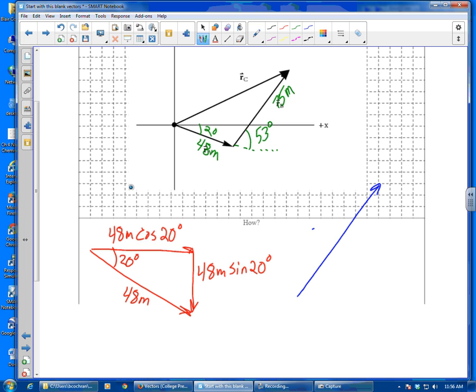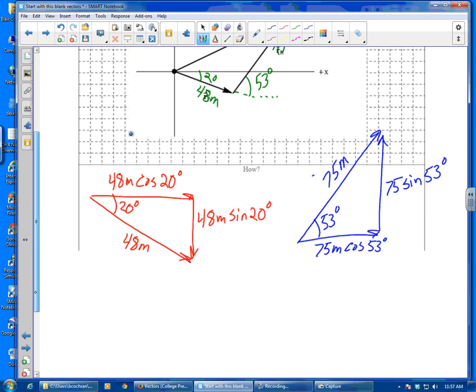I'm going to draw r sub b. I'm going to draw its components. They tell me this is 75 meters long. This is 53 degrees. So I look and say, oh, the adjacent side there is 75 meters cosine 53 degrees. And the opposite side, I get 75 meters sine 53 degrees. Notice that the horizontal points to the right and the vertical points upwards, right?